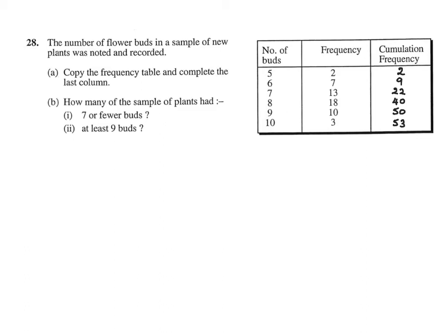Part B. How many of the sample of plants had 7 or fewer buds? Well, 7 or fewer, 22. At least 9 buds, so that's 9 or 10. That means we've got 13 then.